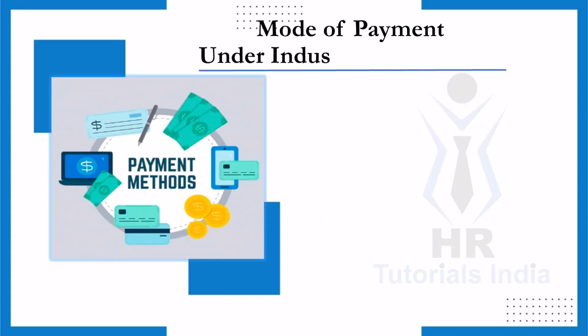Mode of payment under the Industrial Dispute Act. The Industrial Dispute Act 1947 specifies the mode of payment of wages to ensure transparency and protect workers' rights. These rules are designed to guarantee that employees receive their earnings in a secure and traceable manner, fostering trust between employers and employees and preventing disputes over wage payments.